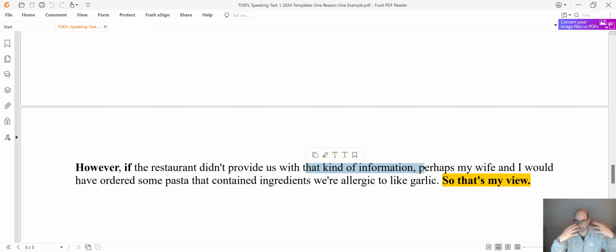The information about the nutrition, right, calories, perhaps my wife and I would have ordered some pasta that contained ingredients. So topic vocabulary, so ingredients, pasta. So when you have words related to food, that's great for your score, or allergies, right? So we're allergic to, like garlic. There we go. Very specific example of what could have happened.